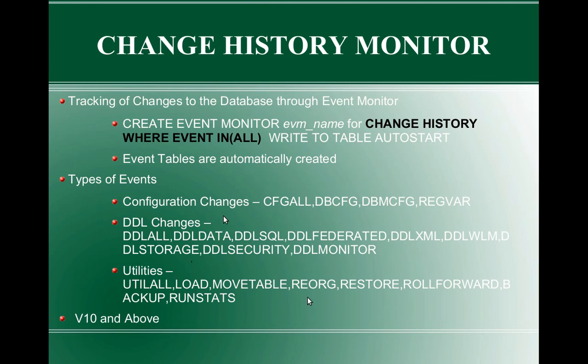and reorg utility, restore utility, roll forward, backup, RUNSTATS, all these things can be tracked, like when that particular utility was invoked, who invoked it, what are all the details. Like if you take RUNSTATS, where the RUNSTATS was run, on which schema, on which table, and with what additional clauses, like the detailed indexes or detailed indexes clause on all columns or on specific columns. The exact RUNSTATS statement also we can get.